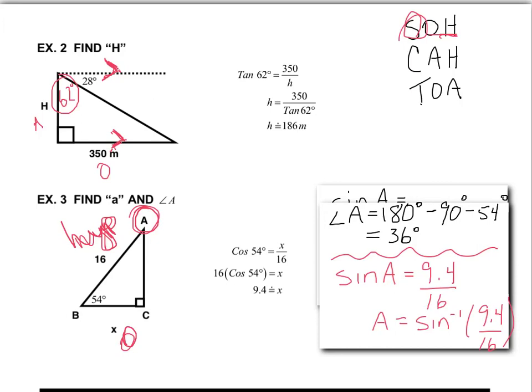I am noticing one error that I'd like to fix before we call it a night. If you look back at example 2, I should have rounded to 1 decimal place. So let's just do that right now. Instead of 186, it should be 186.1. So just make sure you make that change. It's 186.1 meters. Other than that, I think we're good.